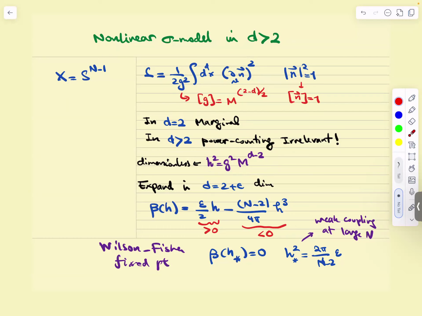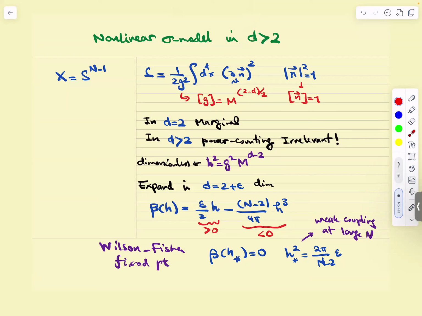Think about Wilson-Fisher. What happened in Wilson-Fisher? In Wilson-Fisher, we had a scalar field that was marginal in 4 dimensions. We did loop calculations. It was irrelevant. So the theory didn't exist. We went below 4 dimensions, to 4 minus epsilon. We got something nice.